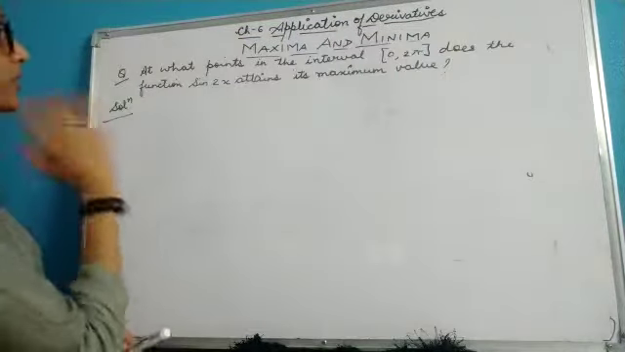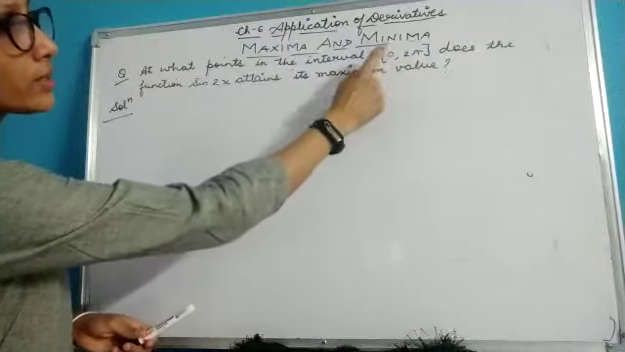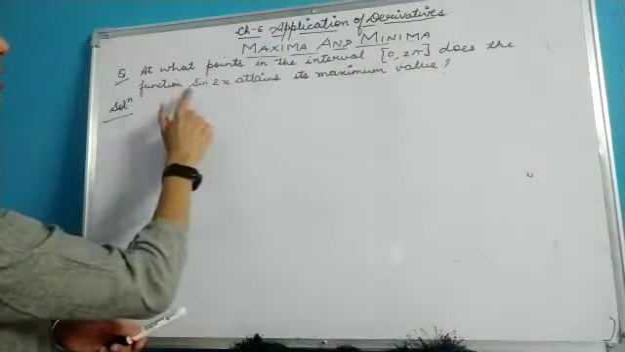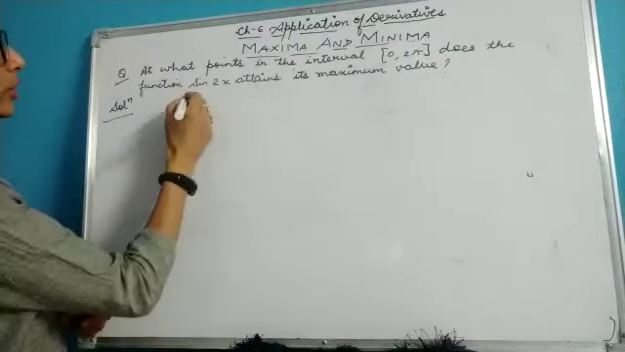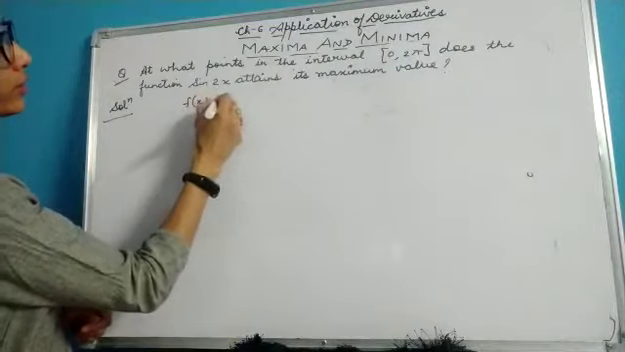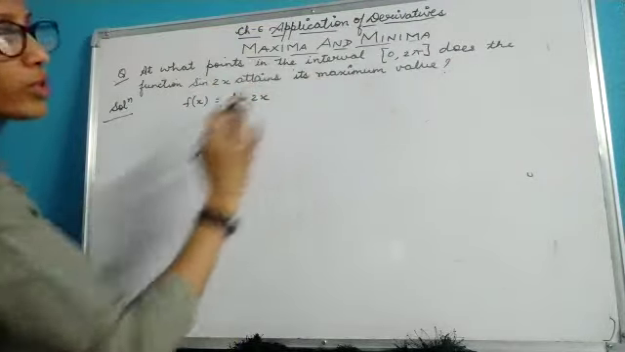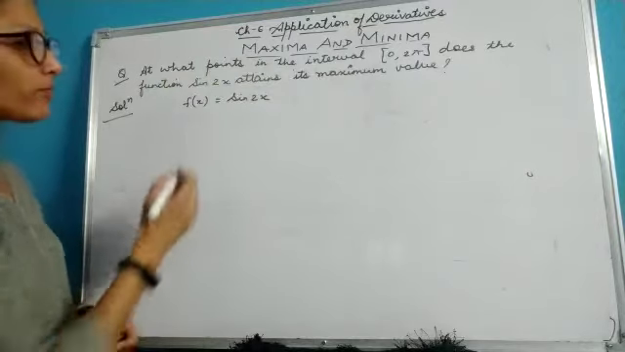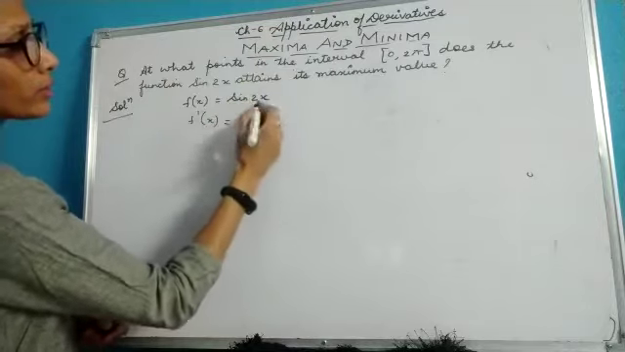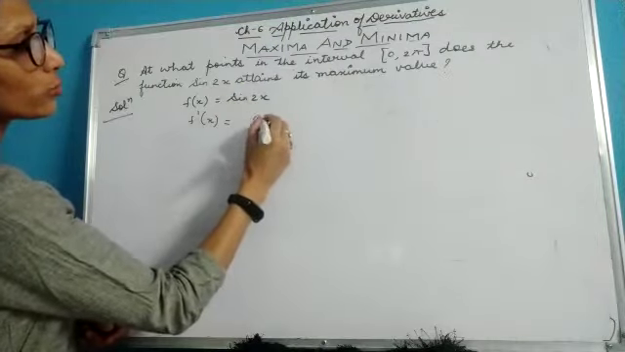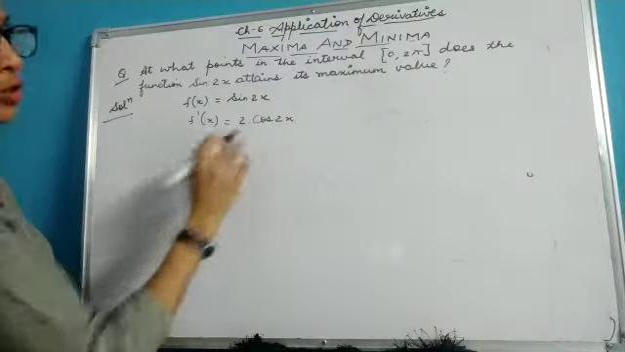Children, this is our next question. At what points in the closed interval 0 to 2 pi does the function sine 2x attain its maximum value? So the function defined over here is sine 2x. I need to find the maximum value. So first of all I will find f dash x. f dash x will be the differentiation of sine 2x, which is cos 2x, and the differentiation of 2x is 2, so it is 2 cos 2x.